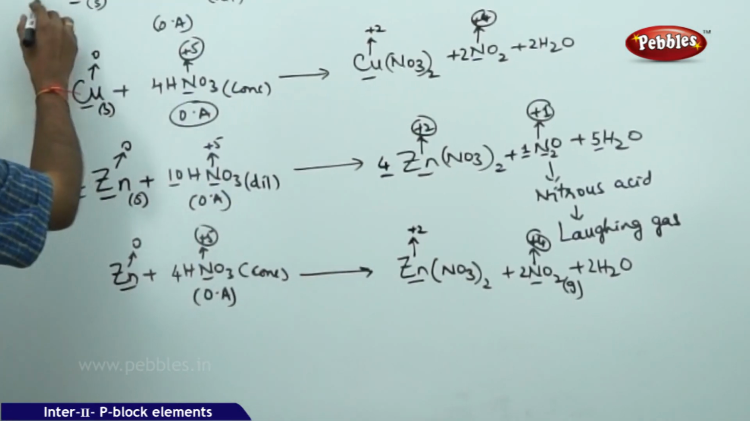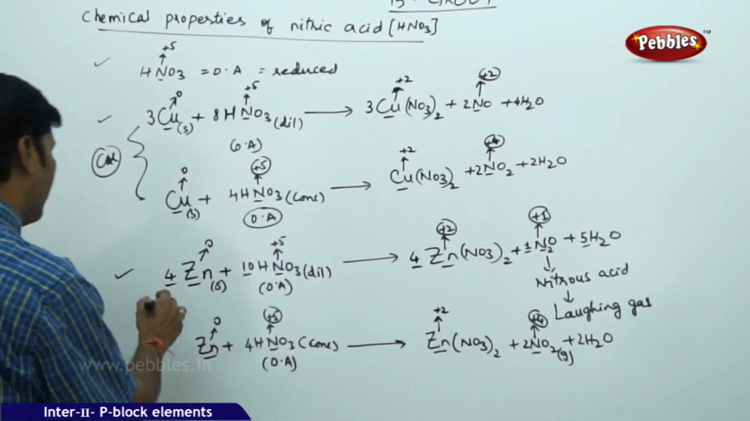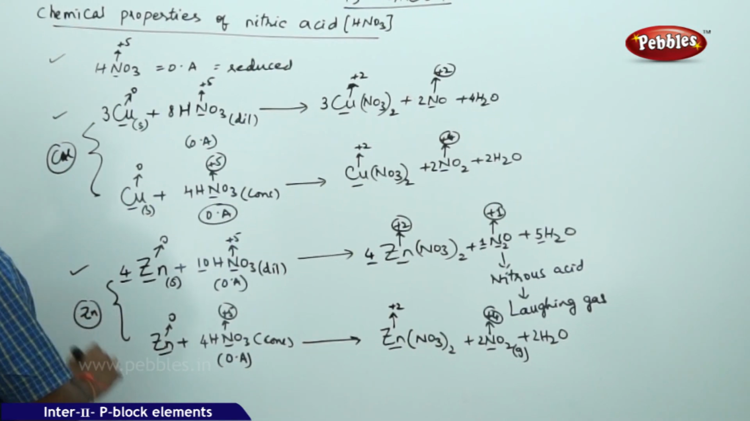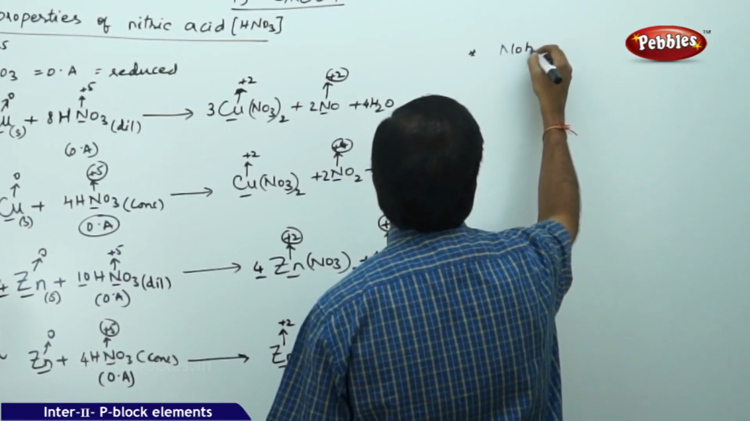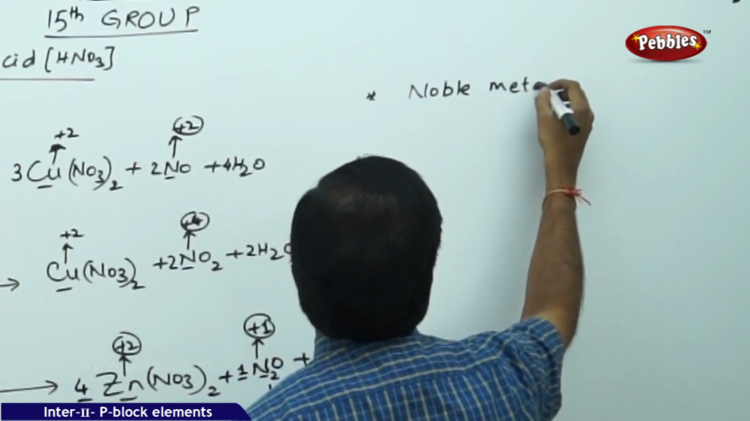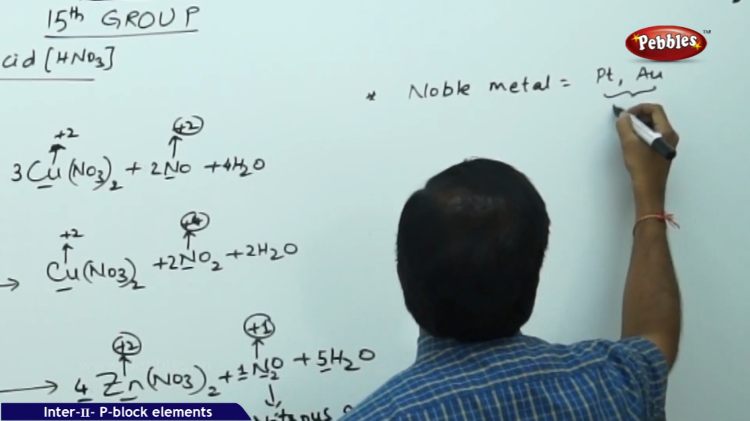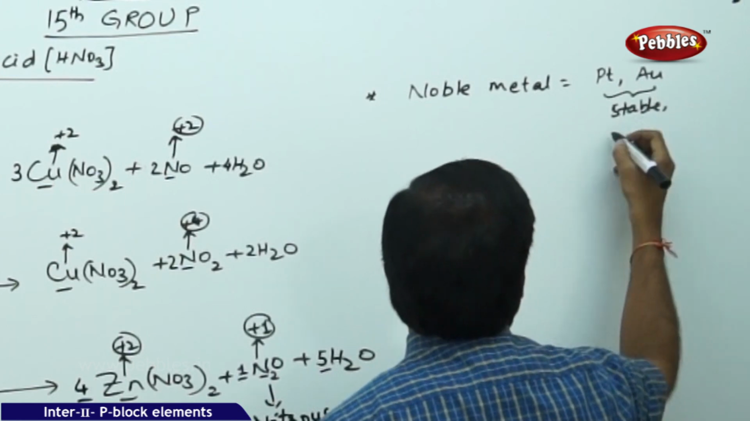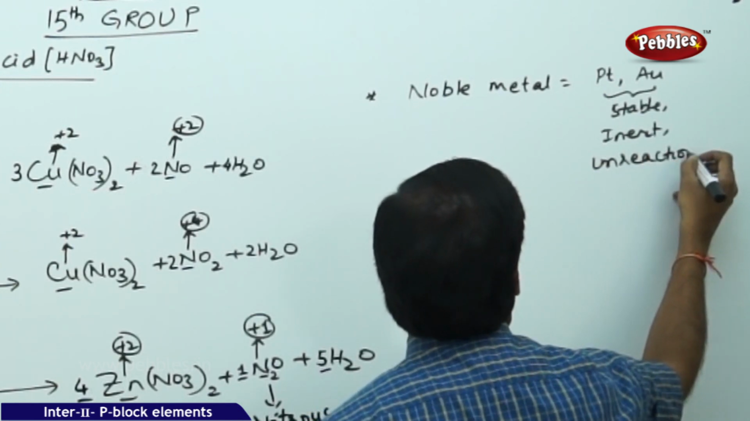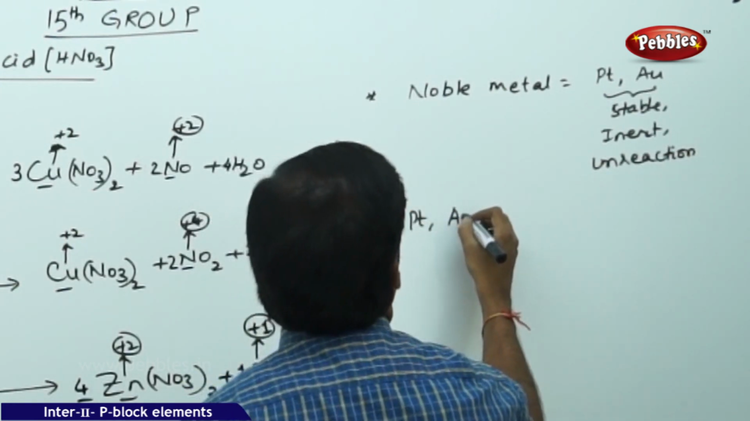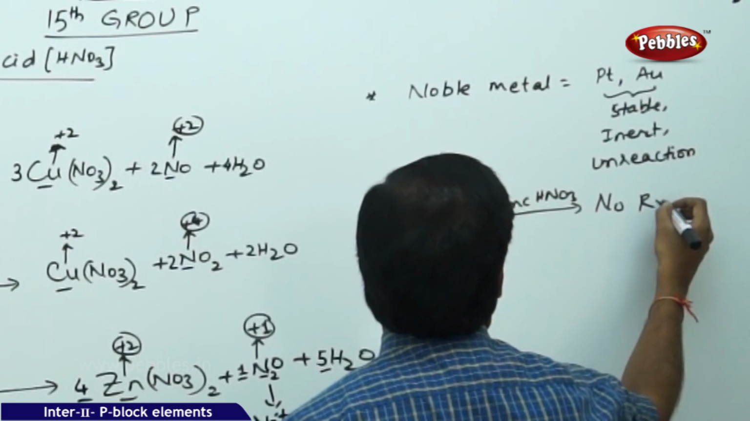With respect to copper, we have seen how nitric acid reacts with copper as a metal, and here we have seen how nitric acid reacts with zinc as a metal. And one important point we have to note down is that noble metals like platinum and gold, because of their inert nature, are stable and unreactive. Therefore there is no reaction. Platinum and gold, when treated with concentrated nitric acid, show no reaction, because they are noble metals.